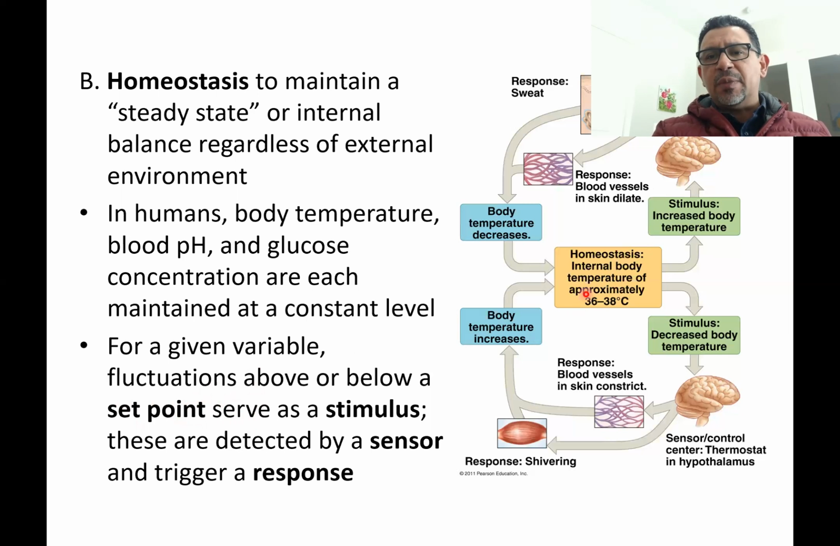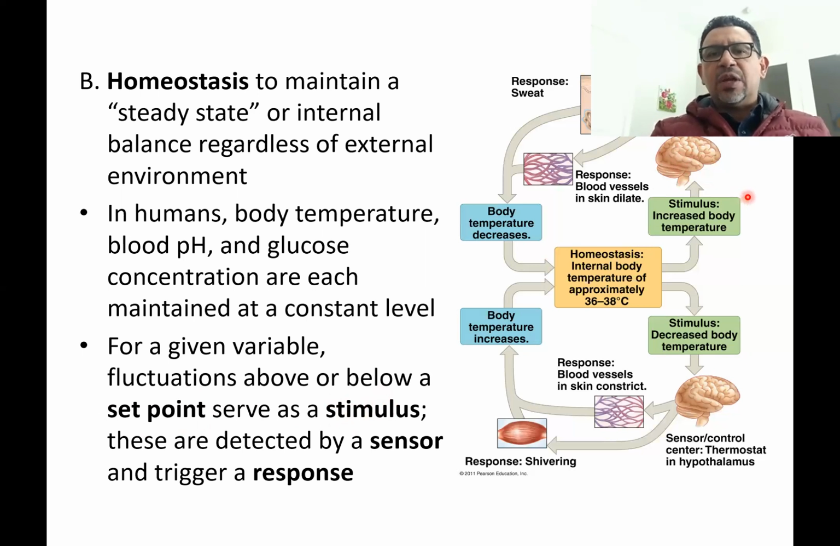So for humans, it's going to be around 36 to 38. On average, it's going to be about 37 degrees Celsius. If there's a deviation in that set point, which we'll call 37 degrees Celsius, that change is going to serve as a stimulus. And the stimulus will be sensed by a number of structures in our body, primarily sensory neurons in the brain that can detect that the blood reaching the brain has a higher temperature.